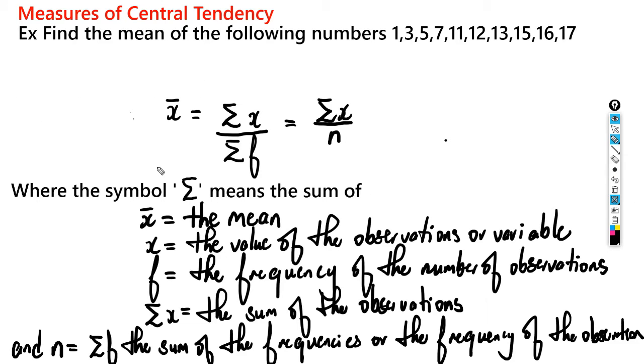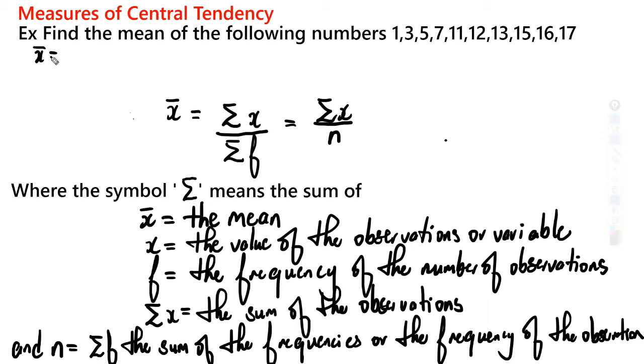All right, guys, so this is the example that we're looking at. It says find the mean for the following numbers: 1, 3, 5, 7, 11, 12, 13, 15, 16, and 17. Cool? And we have the formula right here, so we should just get started right away.